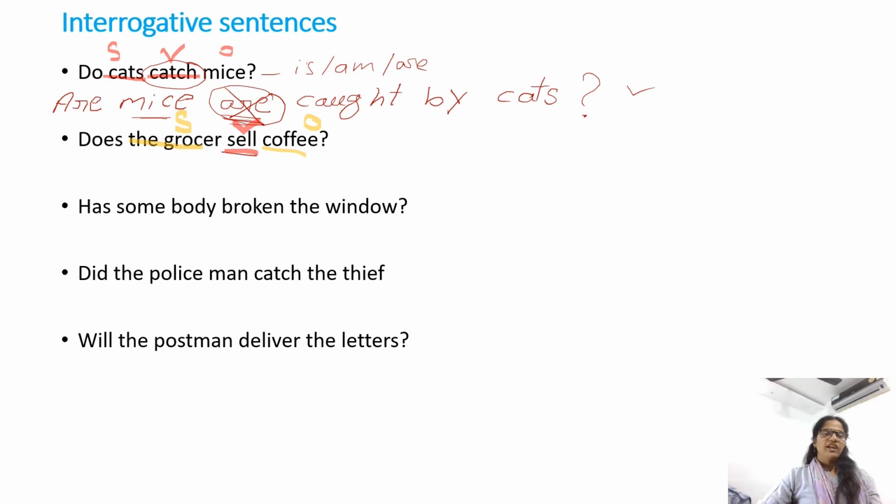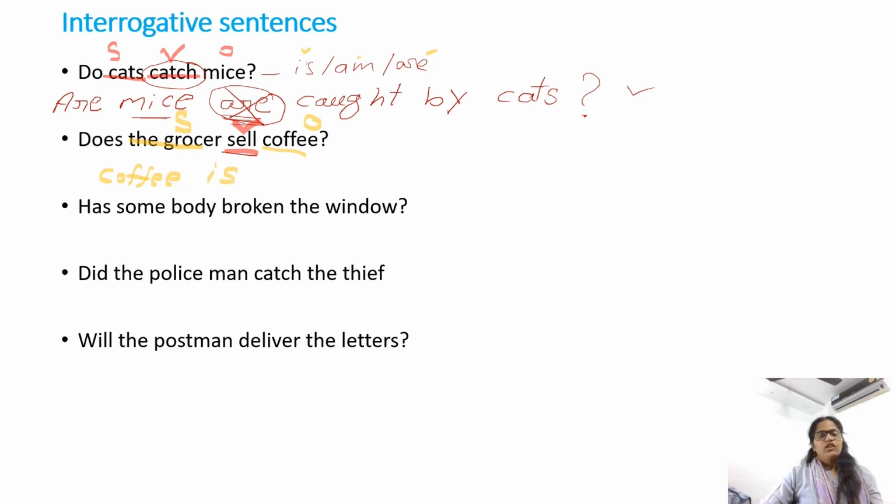First rule. Second rule, start the sentence with the object, that is coffee. And next, use an appropriate be form. The sentence is simple present, and in simple present we use either is, am or are. Now coffee is singular, so coffee is.